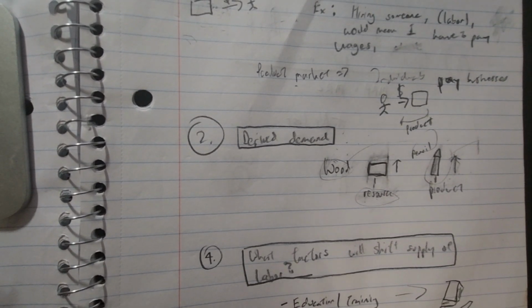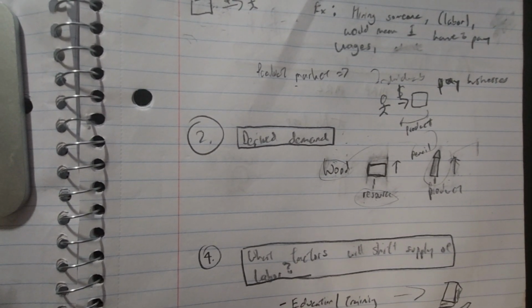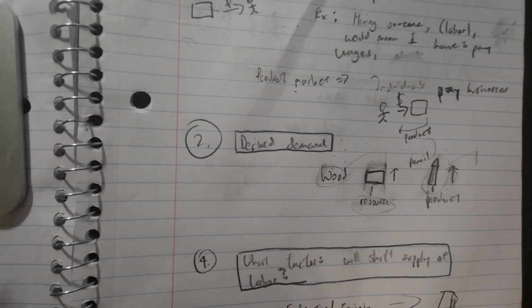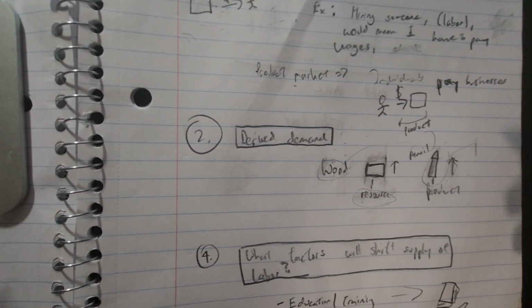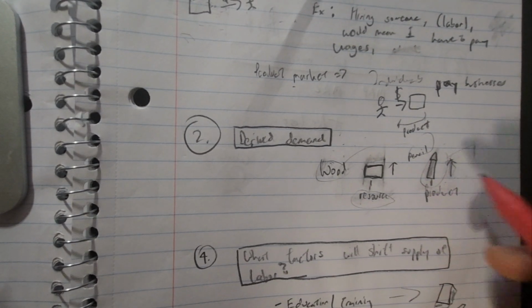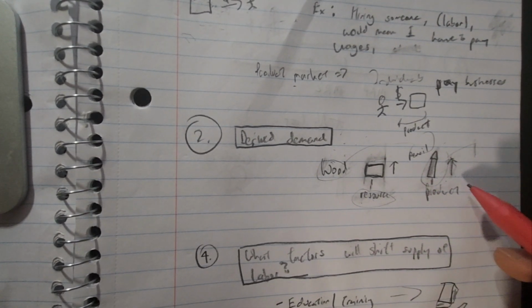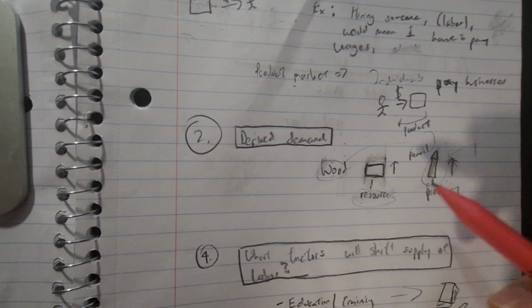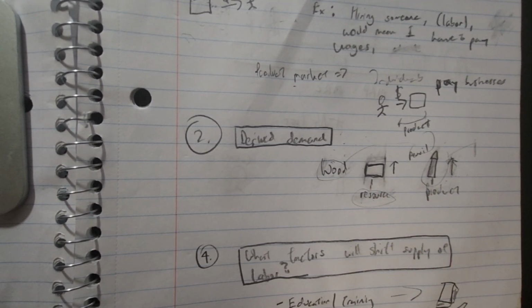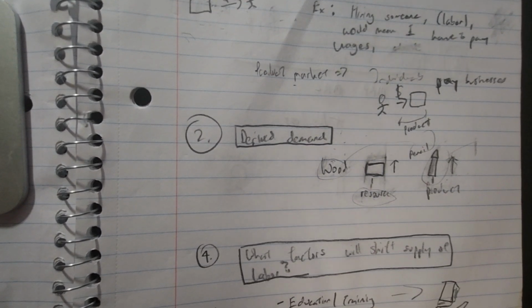The second question asks about derived demand. Derived demand states that the demand of the resource is dependent on the demand of the product. For example, if the popularity of pencils rises, which is the product, that would also mean that the demand for the resource, wood, would rise because you need a lot of wood to make pencils.